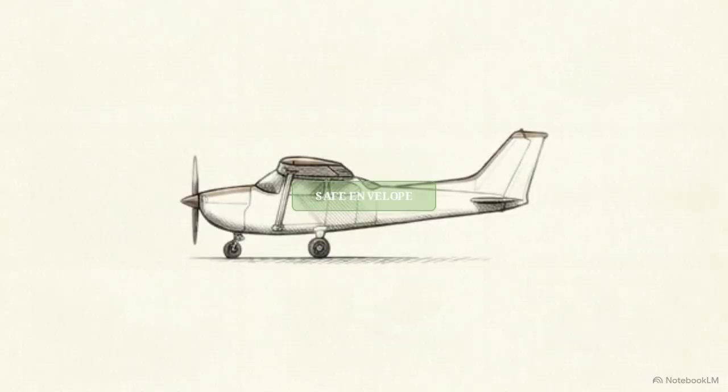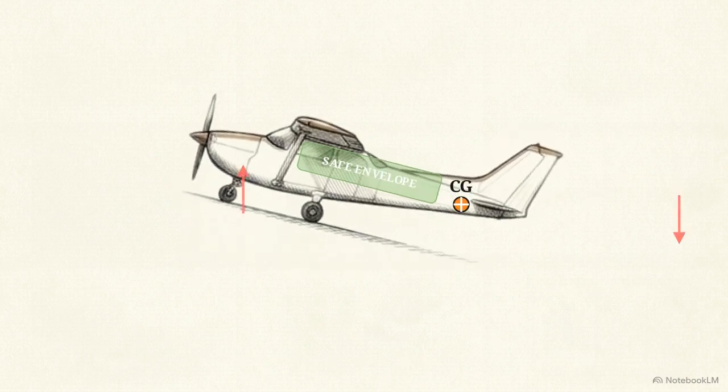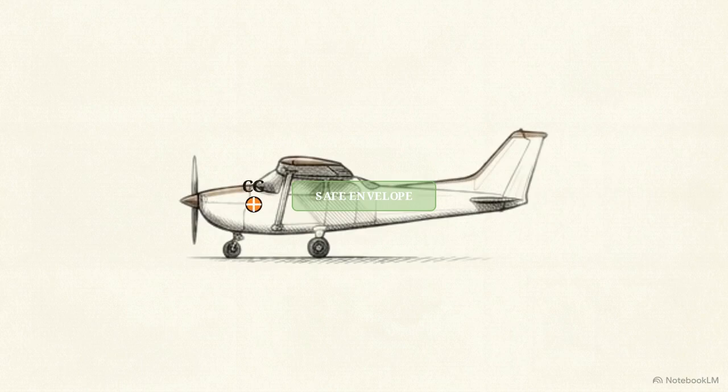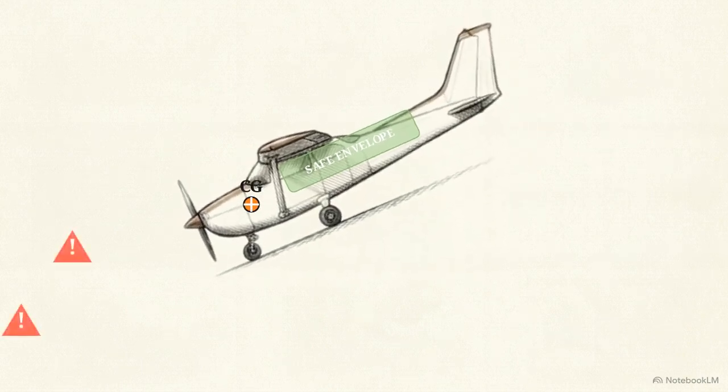This diagram shows the consequences of missing those calculations. Your final center of gravity must fall inside a specific envelope. A CG past the forward limit makes the aircraft nose-heavy, increasing your stall speed and reducing elevator effectiveness. A CG past the aft limit severely reduces longitudinal stability, which can make a stall completely unrecoverable.